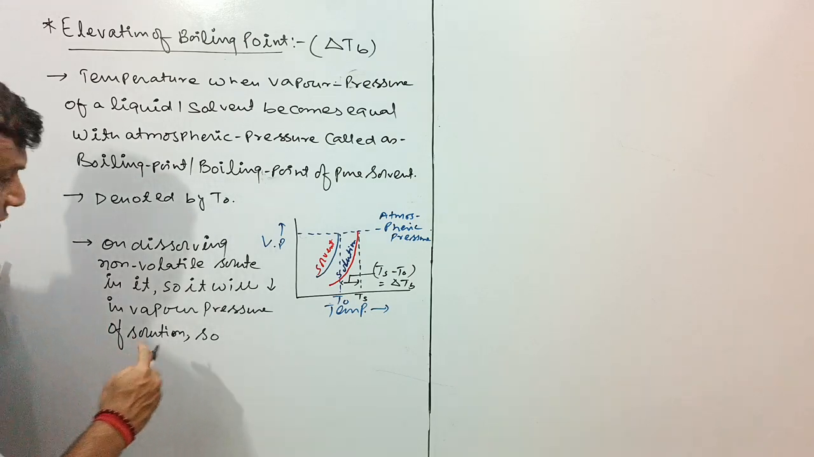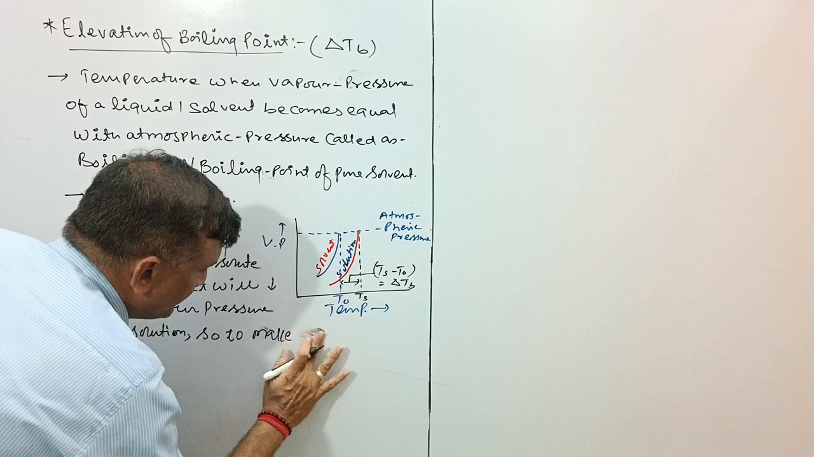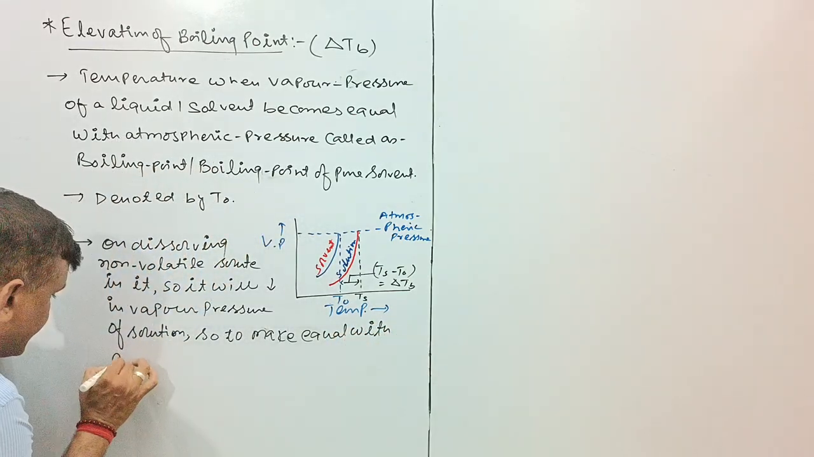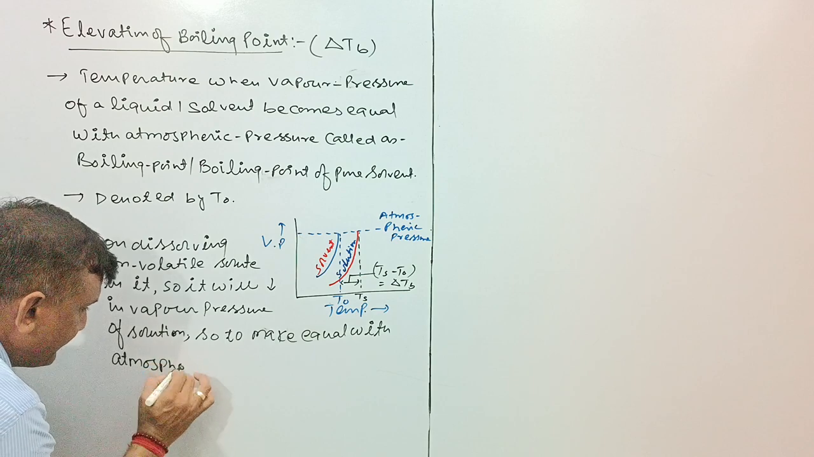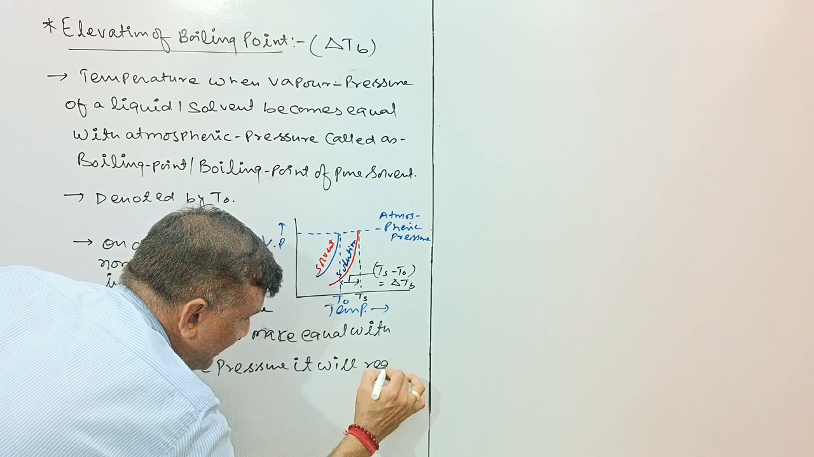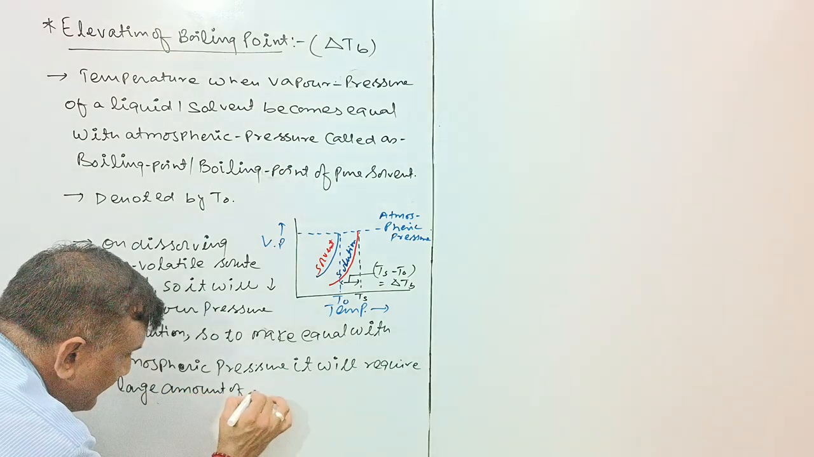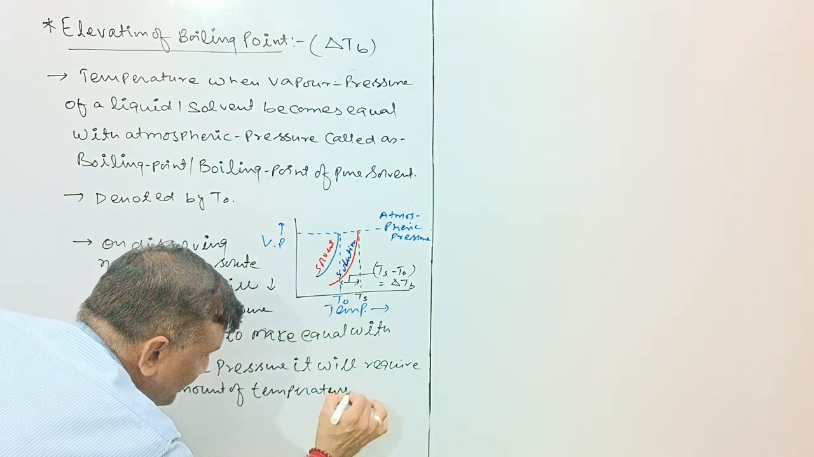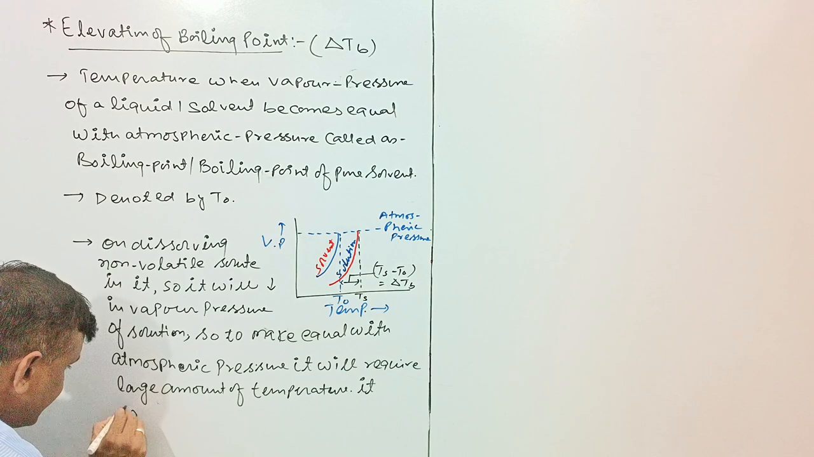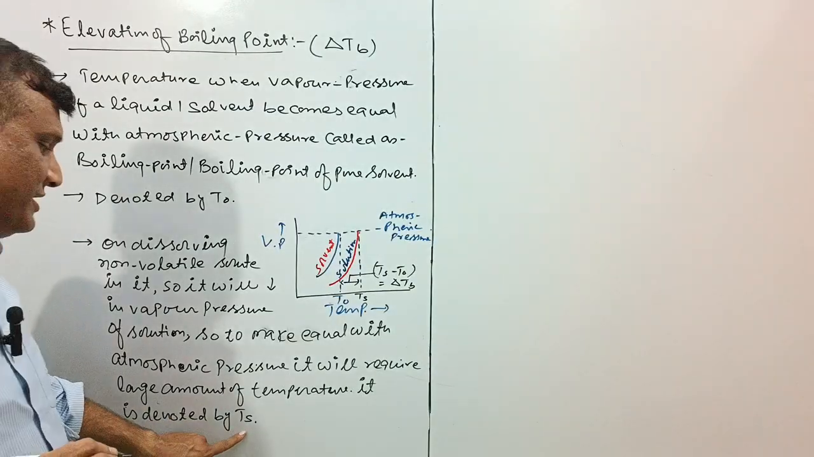So what we'll say? To make it equal with atmospheric pressure, it will require a large amount of temperature. You can see TS is greater than T naught. It is denoted by TS, that is called the boiling point of solution.